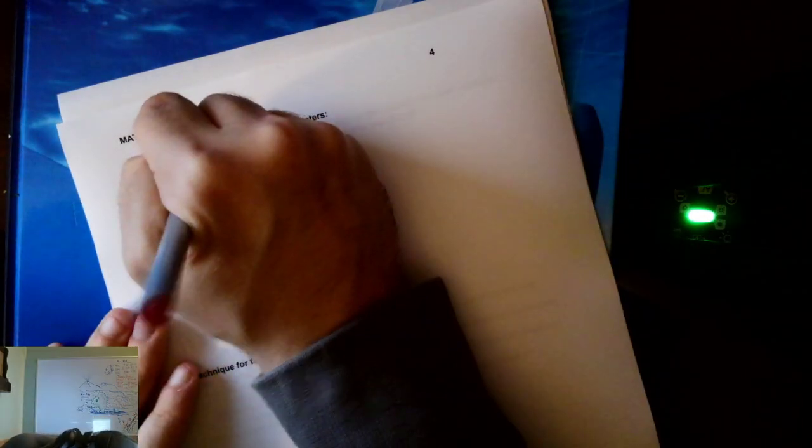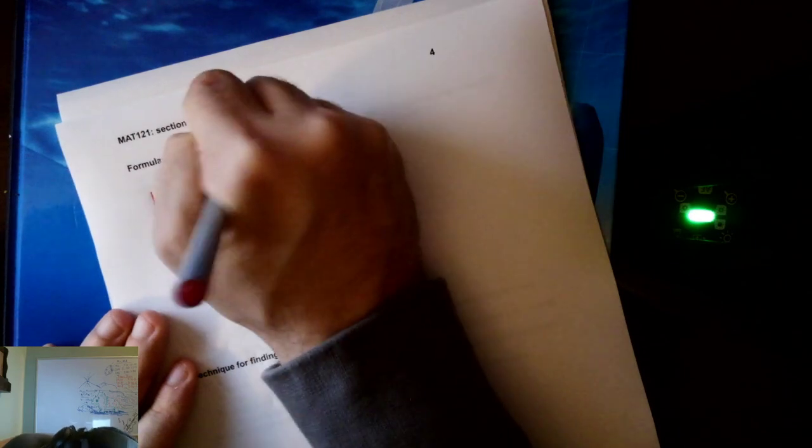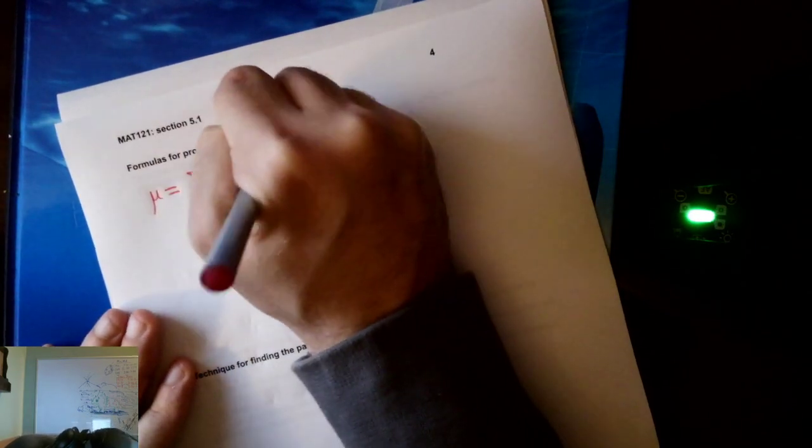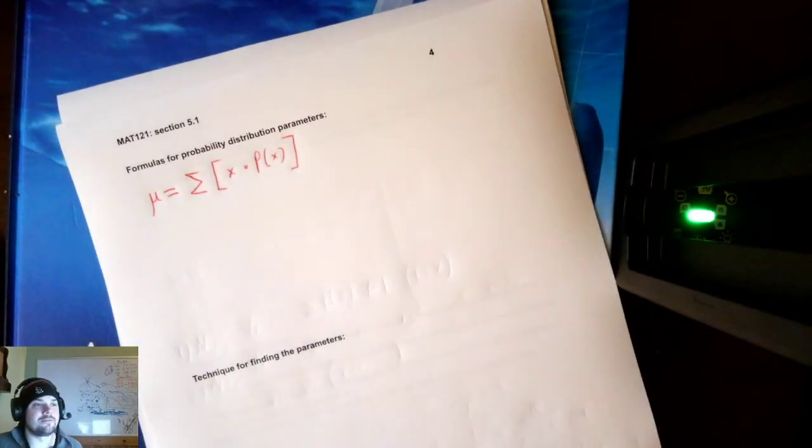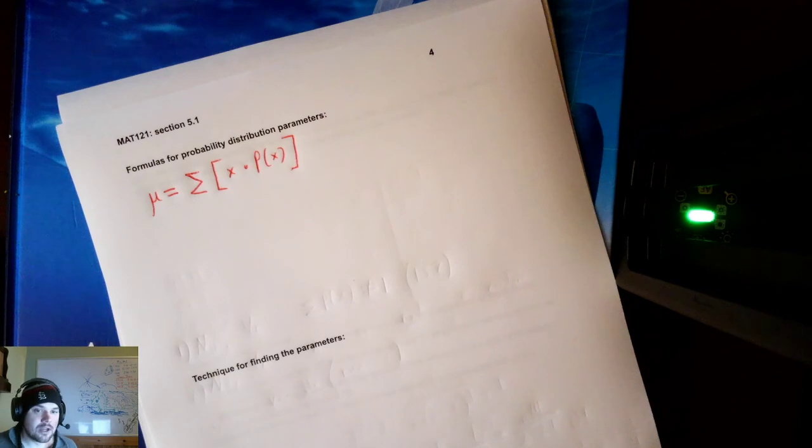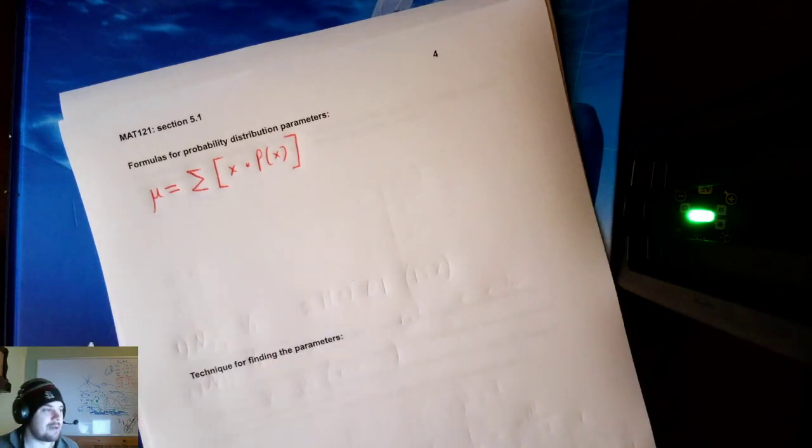But what's a formula for this? Well, the formula is the sum, and then in brackets, the things we're adding are x times p of x. That is the formula for the mean. Notice I use mu because it's a population.